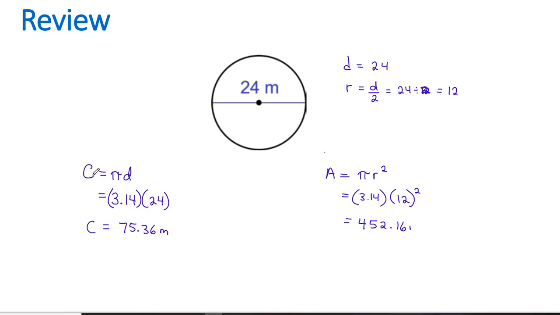452.16 square meters. And you may want to write this out for yourself when you're squaring, just to keep things straight. 3.14 times 12 times 12 can really help you to avoid making mistakes when squaring. The biggest mistakes that I see are either multiplying by 2 instead of multiplying by itself, or adding itself, 12 plus 12. We don't want to make those mistakes with squaring.